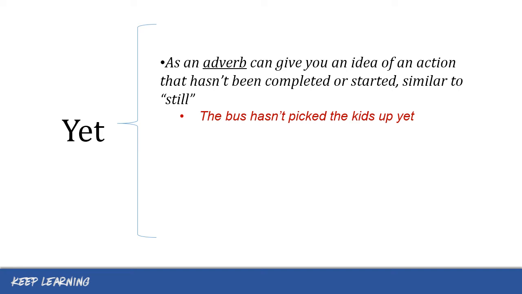Here's a good example. The bus hasn't picked the kids up yet. Aún, todavía. No ha recogido a los niños. And as you can see, it is not connecting. This yet is not a connector because it's not connecting anything. But it tells you a situation about the picking up, the verb. So that's why it's an adverb. And it means aún or todavía.